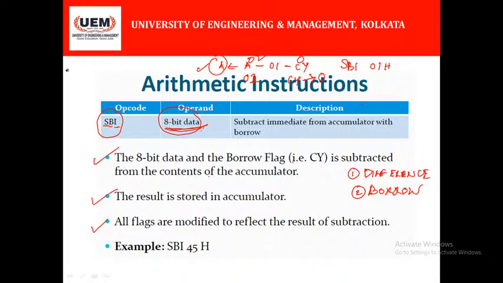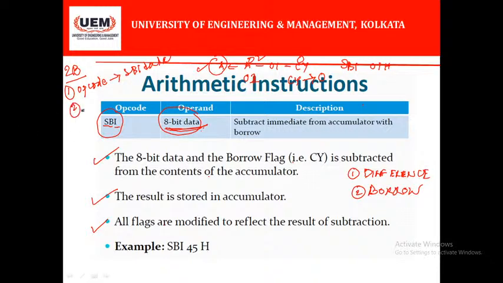How many bytes will it require? It will require 2 bytes. The first byte is required for the opcode, the opcode for the SBI data instruction. And second, we require another byte to represent the data which is explicitly specified. What is the data in case of SBI 01H? The data is 01H. So that data we can consider as another byte.